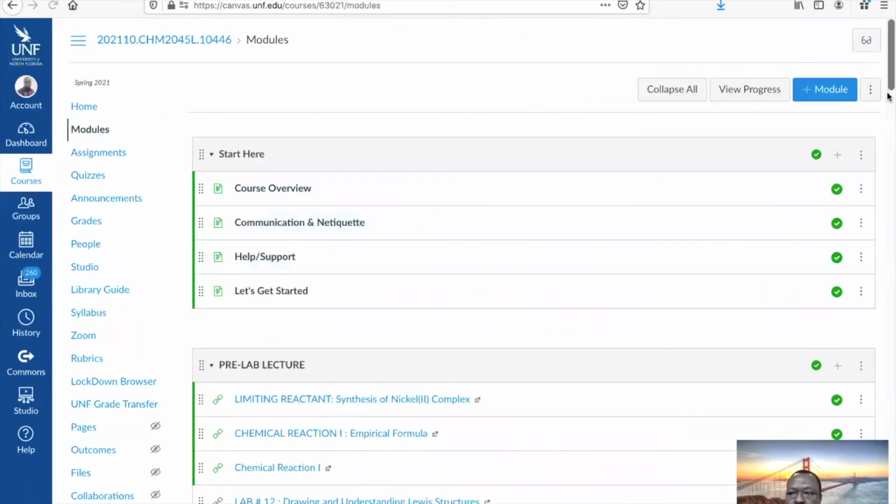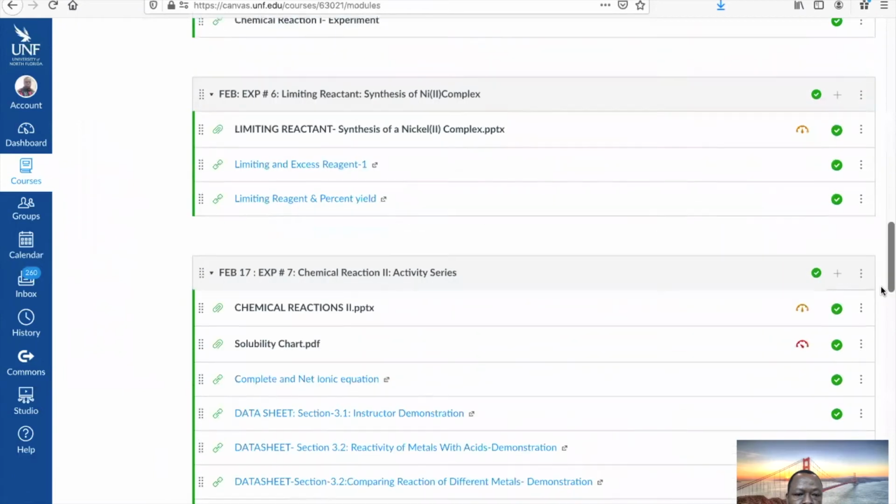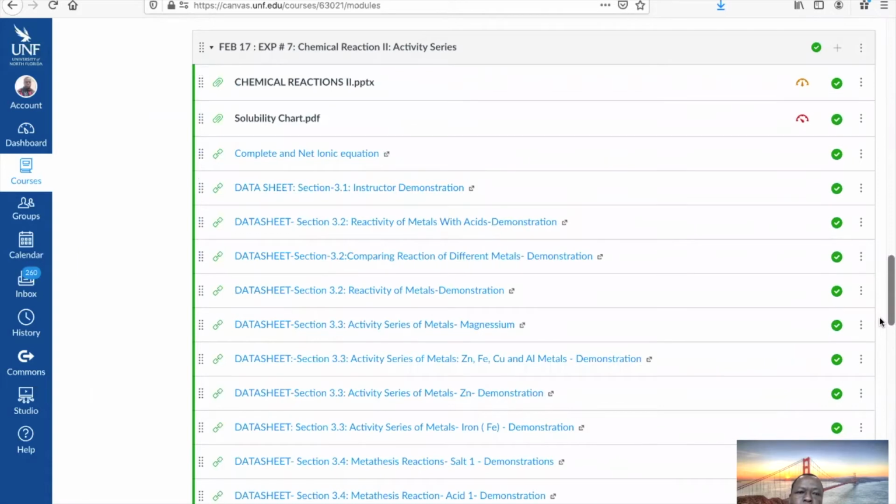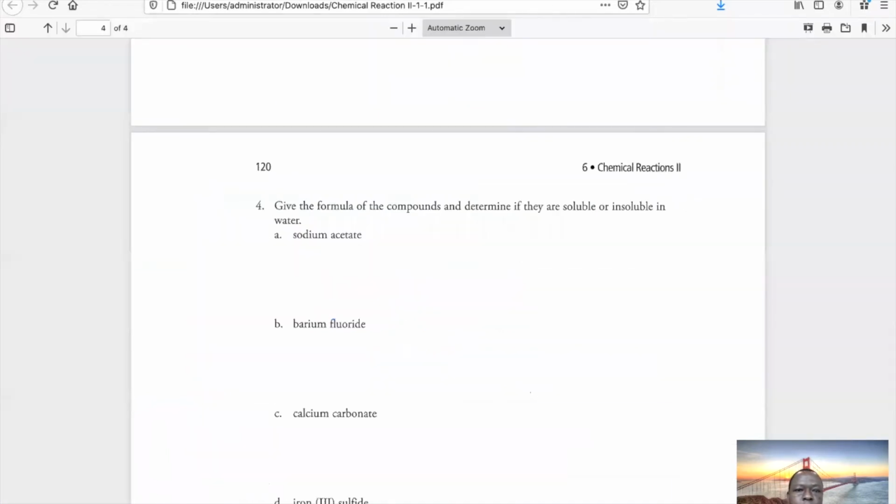I should have each section posted on Canvas. Let's see. Here is the module for this experiment. If you look at the videos posted here, it corresponds to each section in the lab manual. Let's say we want to complete section 3.1. This is where you will come, watch the simulation or demonstration and fill in the data sheet here.